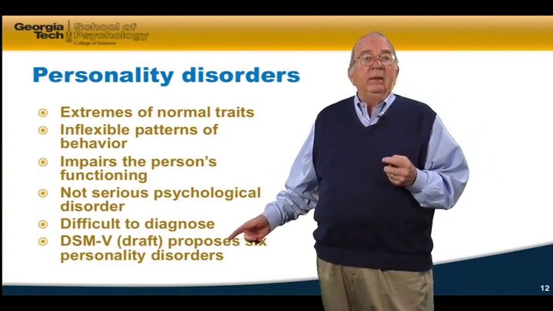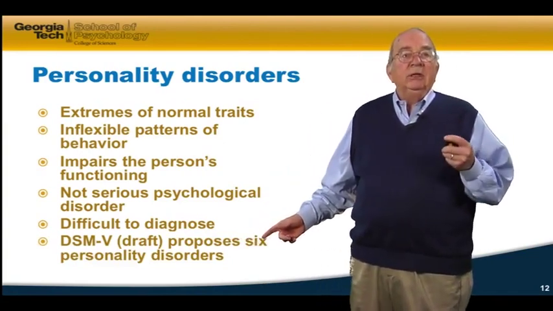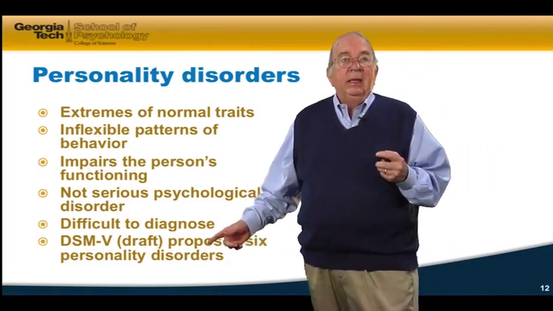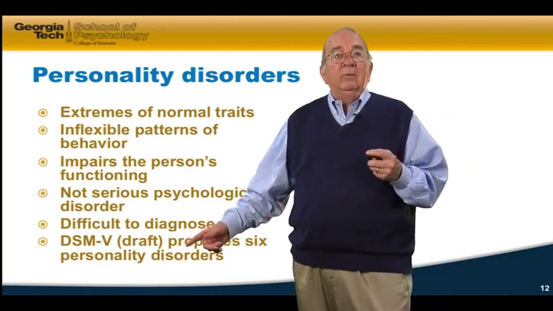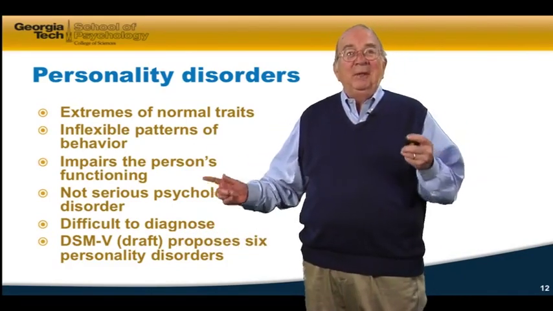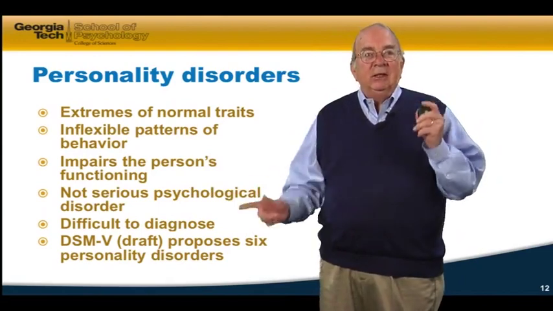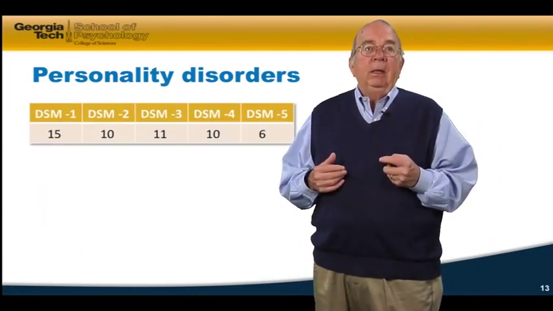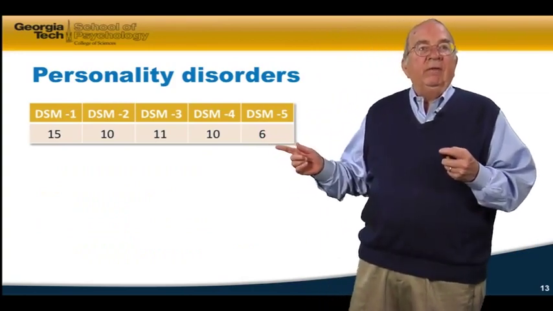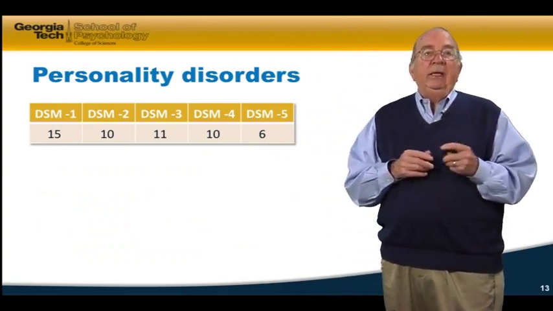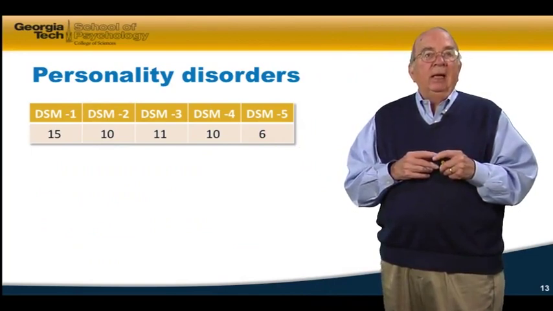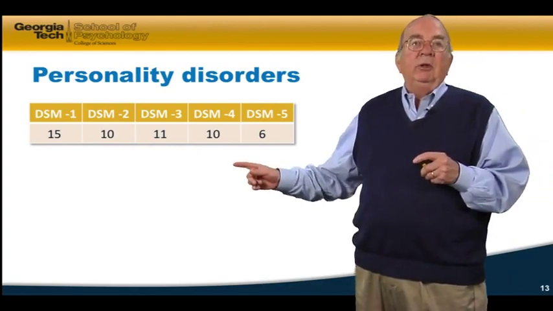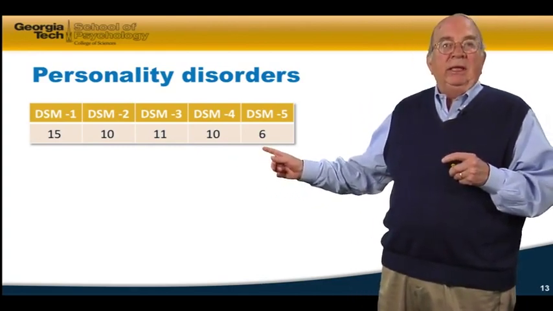And like I said, DSM-5 proposes 6 personality disorders, and I'm going to list those. This is the new DSM. I say draft because it was a draft when I made this video, but now it's been released. It was finalized last week in my time. DSM-1 had 15 different personality disorders. DSM-2 had 10. DSM-3 had 11. DSM-4 had 10. And then 4 were dropped, so the DSM-5, the new one, only has 6.